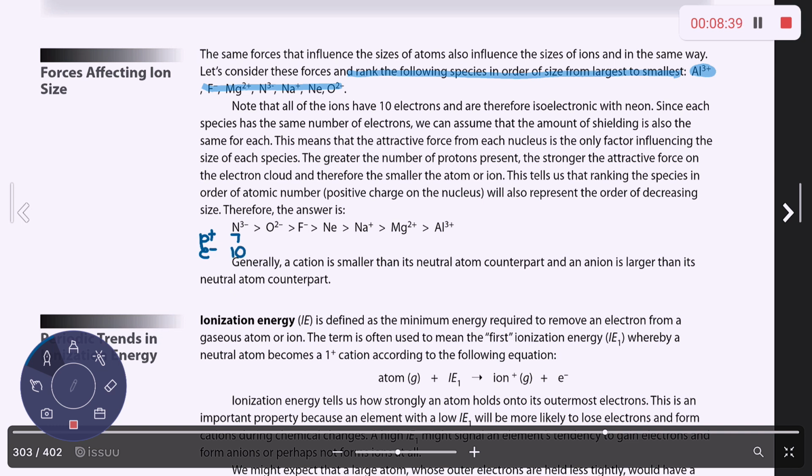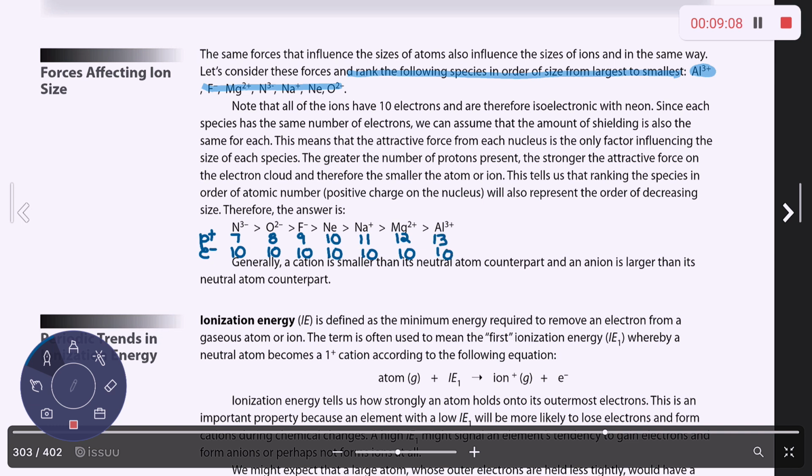And then oxygen has got 8 protons with 10 electrons. Fluorine has 9 protons with 10 electrons. Neon, 10 protons, 10 electrons. Na+1, 11 protons, 10 electrons. Mg+2 is 12 protons, 10 electrons. And then aluminum has got 13 protons and 10 electrons.